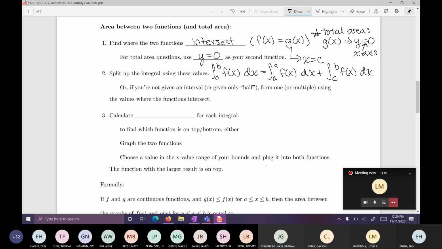If you're not given an entire interval, say you're just looking over x is greater than 0, or you're not given an interval at all, you form intervals using the values that you find when you set them equal to each other. So obviously you'd have to find 2 or more, but if it's a question that should work that way, then you will find 2 or more where they intersect.